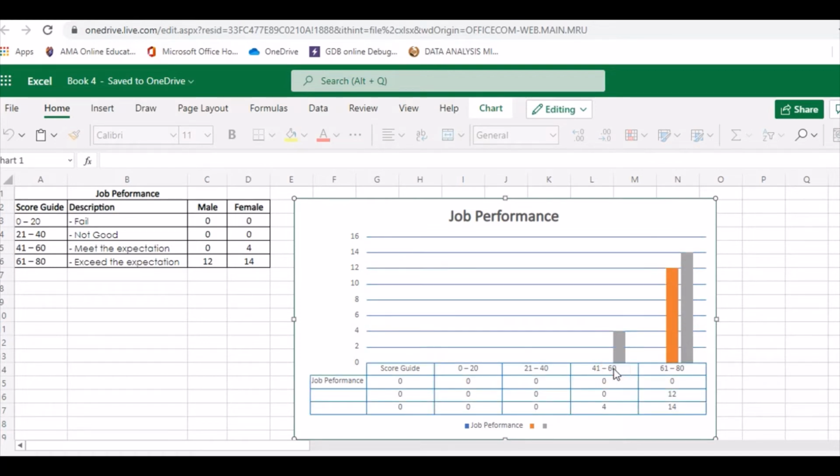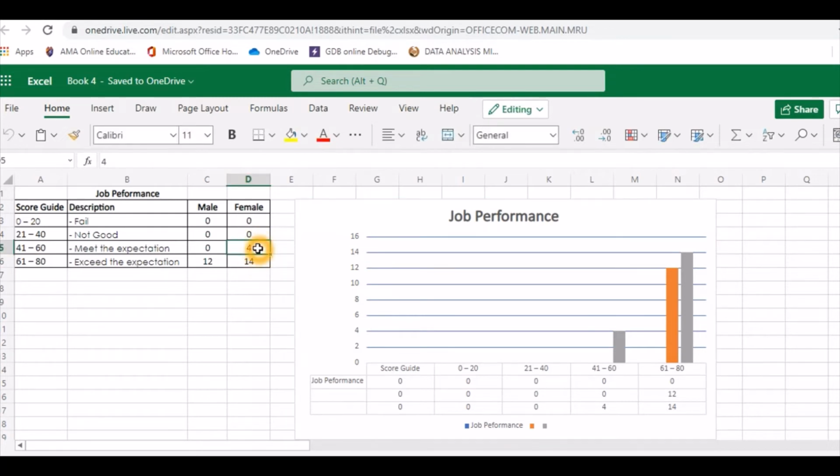Because in here, 41 to 60 says that females meet the expectation. And 61 to 80 females still meet the expectation. But I don't think the number of samples are enough because we have 18 for females and only 12 for males. So we don't have any basis to tell that the relationship between gender and job performance is there.